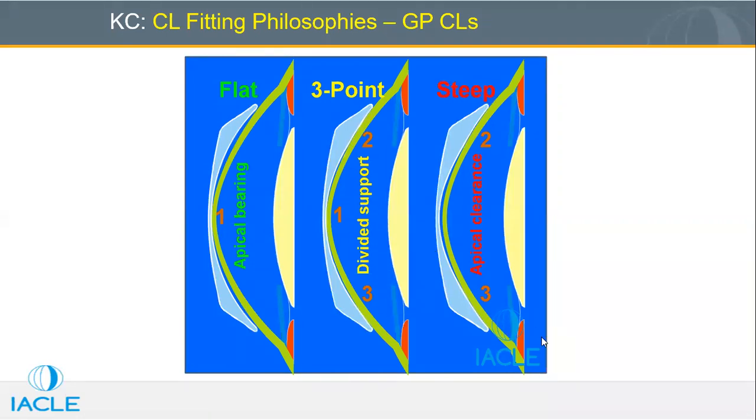So you have understood these three fitting philosophies. This is very important to understand the fluorescein pattern. If you understand these three fitting philosophies, you will be able to understand the fluorescein pattern that you are seeing on a contact lens while fitting a keratoconus cornea.